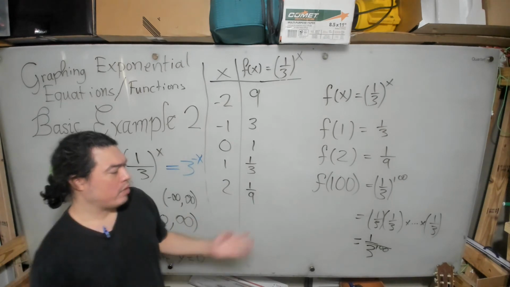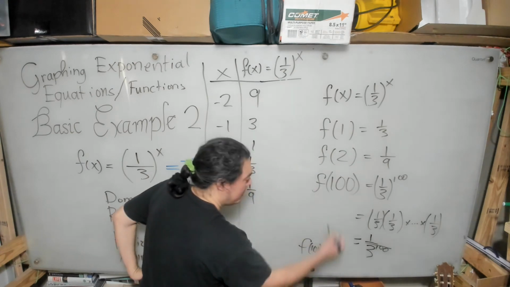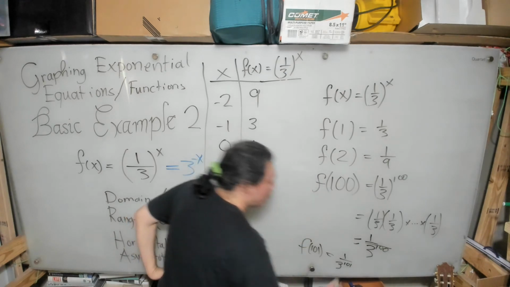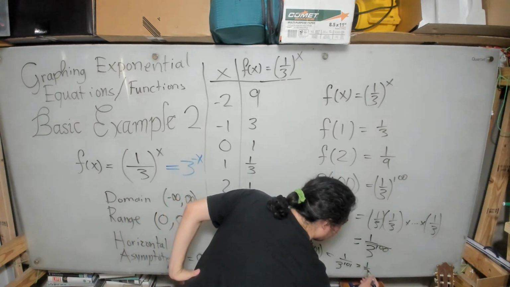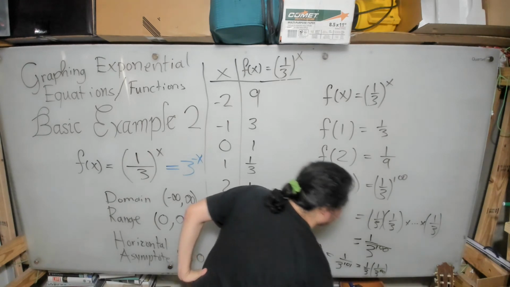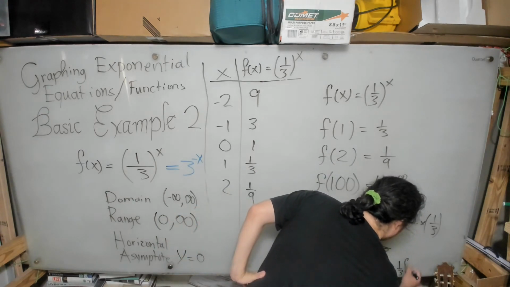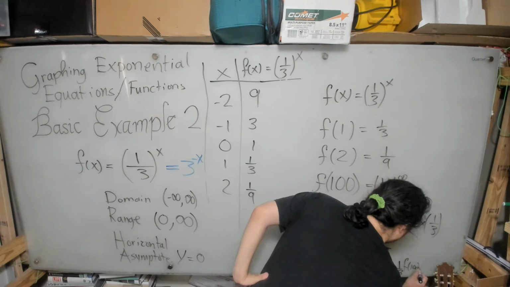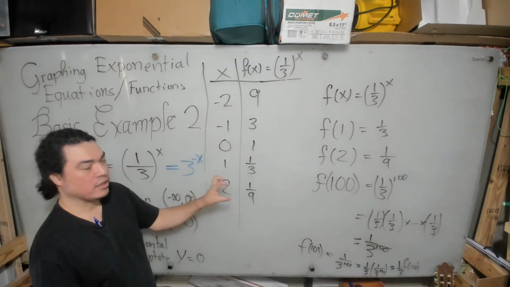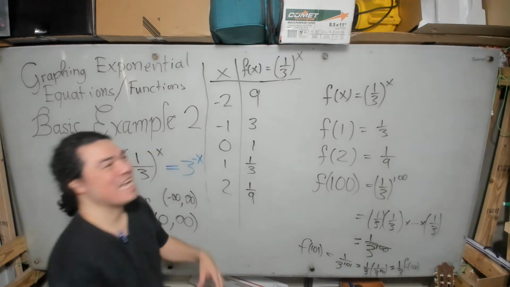Right, if I were to do f of 101, by the same reason as we did here, it'll be 1 over 3 to the 101. And if you know your calculations with fractions, you know that this will be nothing but 1/3 of 1 over 3 to the 100, which is 1/3 of f of 100. Okay? And what does that mean? That means that every time I increase the x by 1, the height will be 1/3 of what it was before.